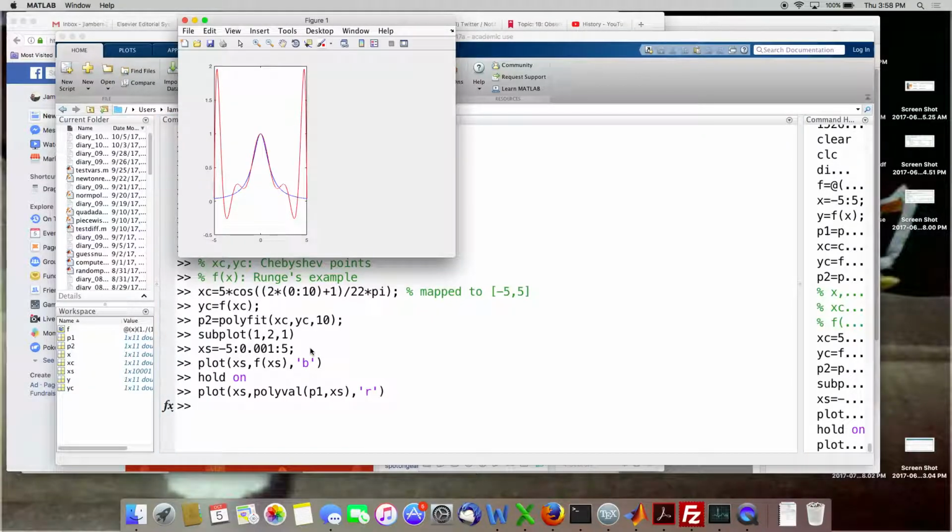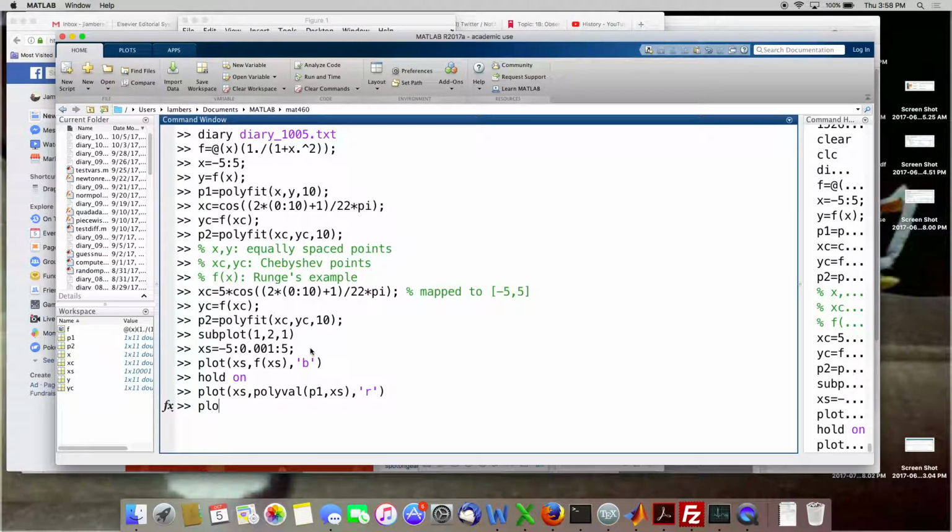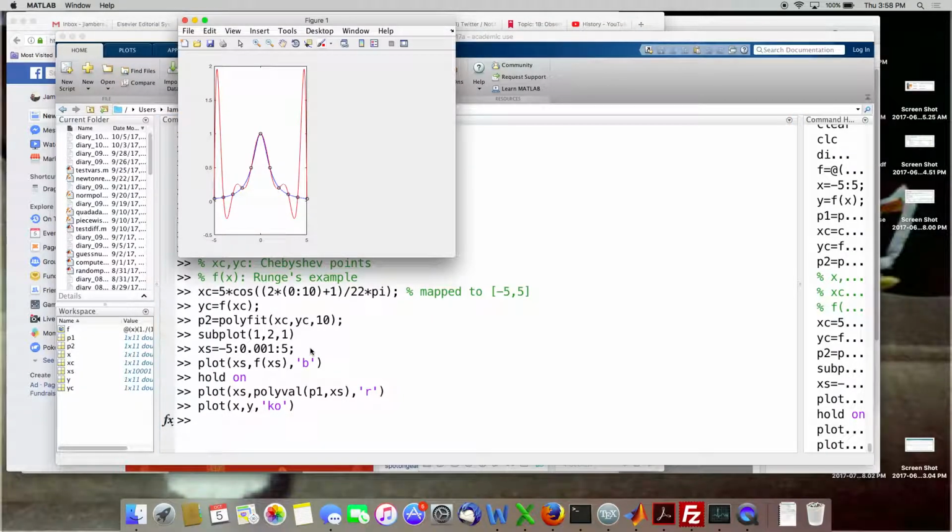And then, hold on, I want to plug the same x values into my interpolating polynomial for equally spaced points. And that's P1. And I'll plot that in red. And we saw last time how terrible that was. And I'll also plot the interpolation points, x, y with black circles. Okay, so you saw this plot last time. And now I'm just going to recreate the one of Chebyshev points in the other window.